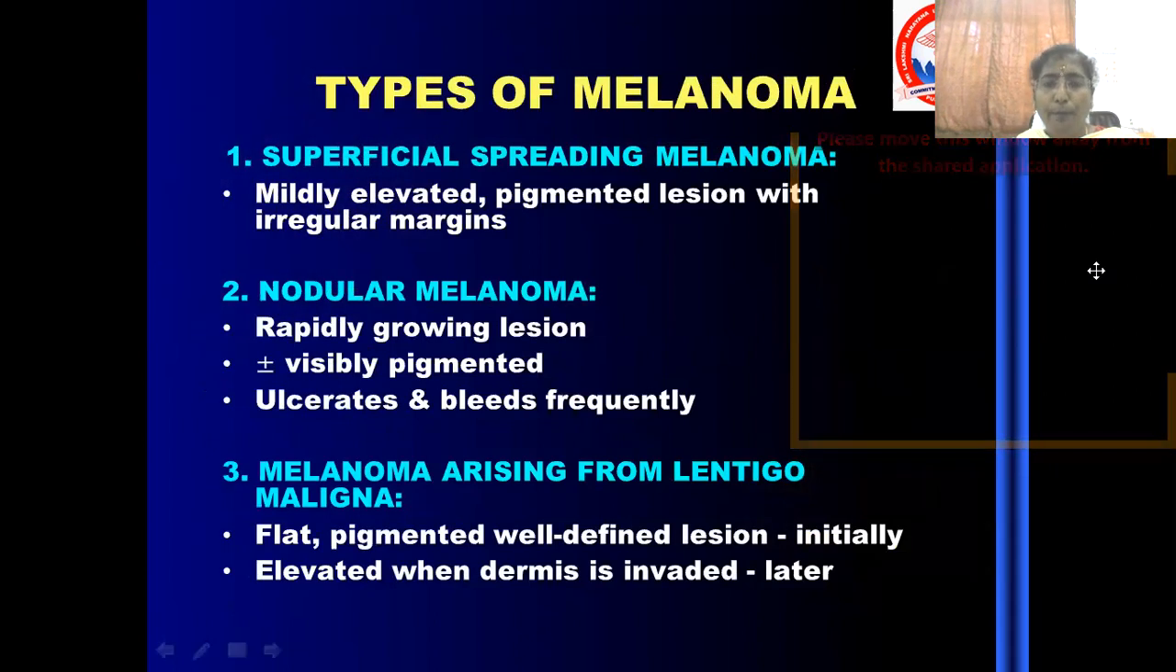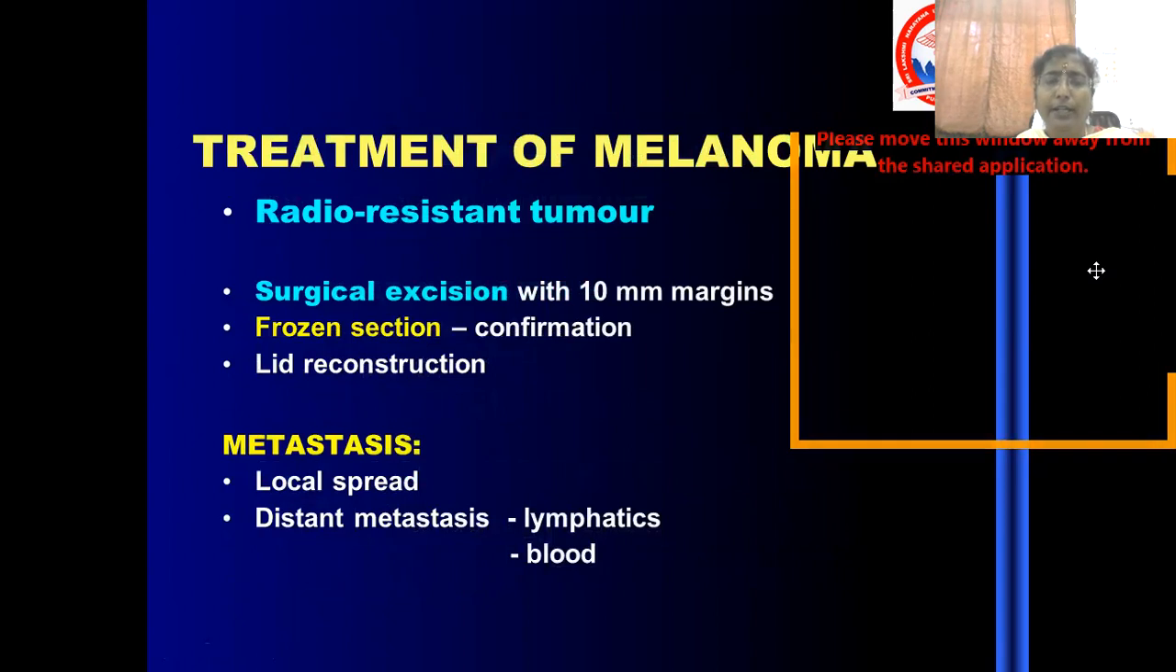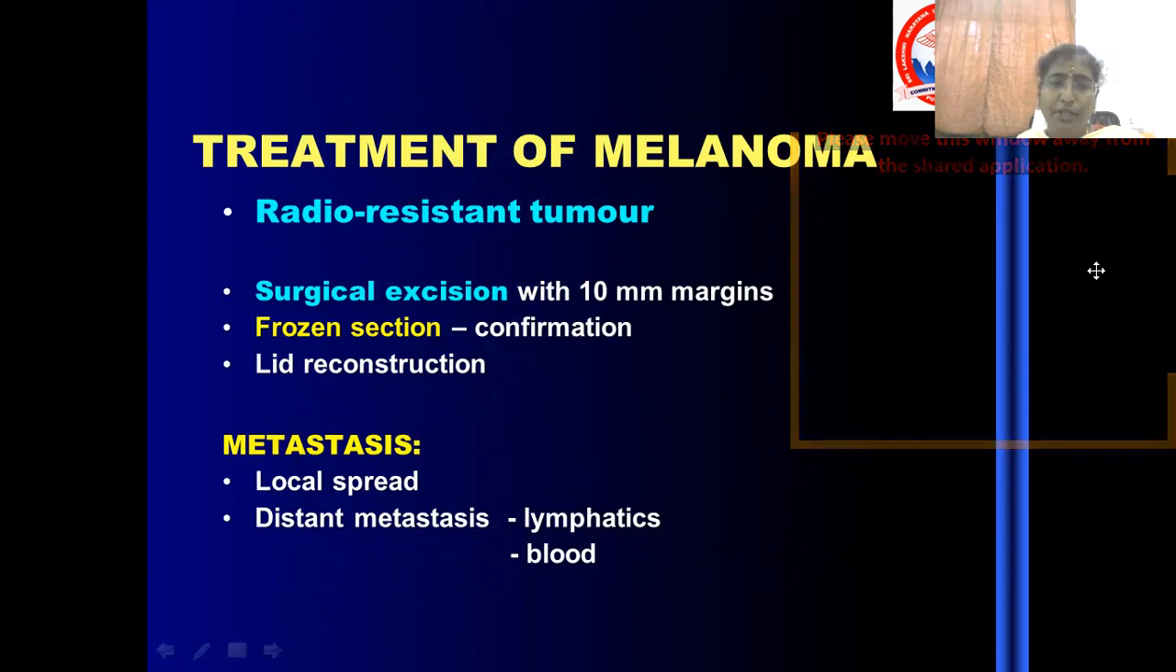Types of melanoma include superficial spreading melanoma, which is a mildly elevated pigmented lesion with irregular margins. Nodular melanoma is a rapidly growing, visibly pigmented lesion that ulcerates and bleeds frequently. It can also arise from lentigo maligna, which is a flat, pigmented, well-defined lesion, initially elevated, with the dermis involved later. Treatment: it is a radio-resistant tumor, so surgical excision with a 10 millimeter margin. Can go for frozen section for confirmation, followed by lid reconstruction.